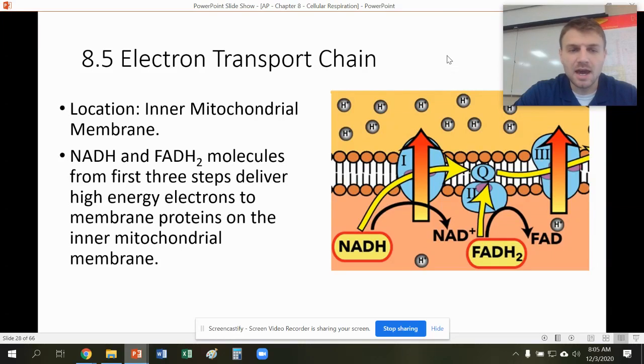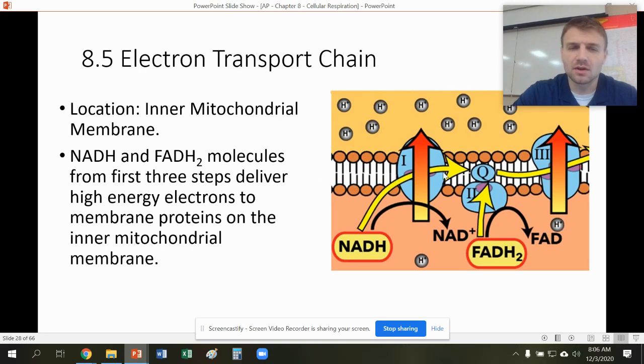All right, so this is going to be the last step of cellular respiration. This is where we're going to produce the most ATP. It is a little bit confusing because there's kind of like two separate things going on here, but it's very similar to the electron transport chain that we saw in photosynthesis in the light dependent reactions. So we have seen some of this stuff before in a sense.